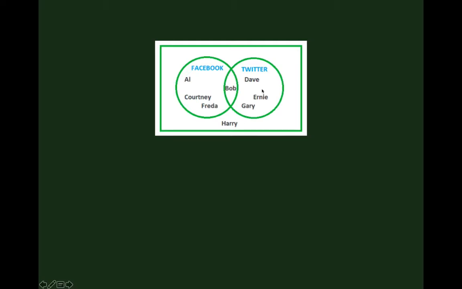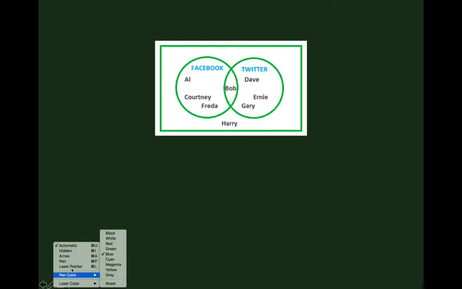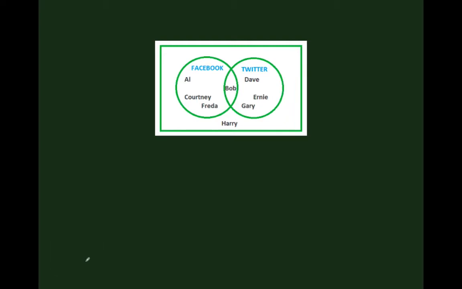Here's another example of a Venn diagram that seems appropriate in today's world. Social media, it's a big thing. Lots of people are using it now. There are two major social media sites. I know there are others, but Twitter and Facebook are two of the really popular ones. I know Instagram is out there now, and we could add a circle for Instagram and make up some names, but I want to focus on analyzing this particular Venn diagram.